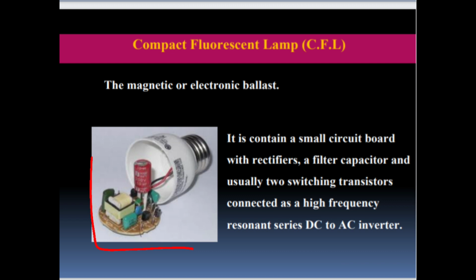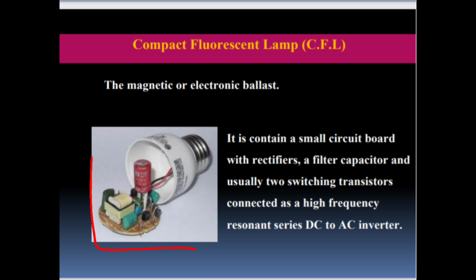Usually the question is asked: which components are in the circuit board of an electronic ballast? Our answer is rectifiers, two switching transistors and the filter capacitor. So this is about the magnetic or electronic ballast.